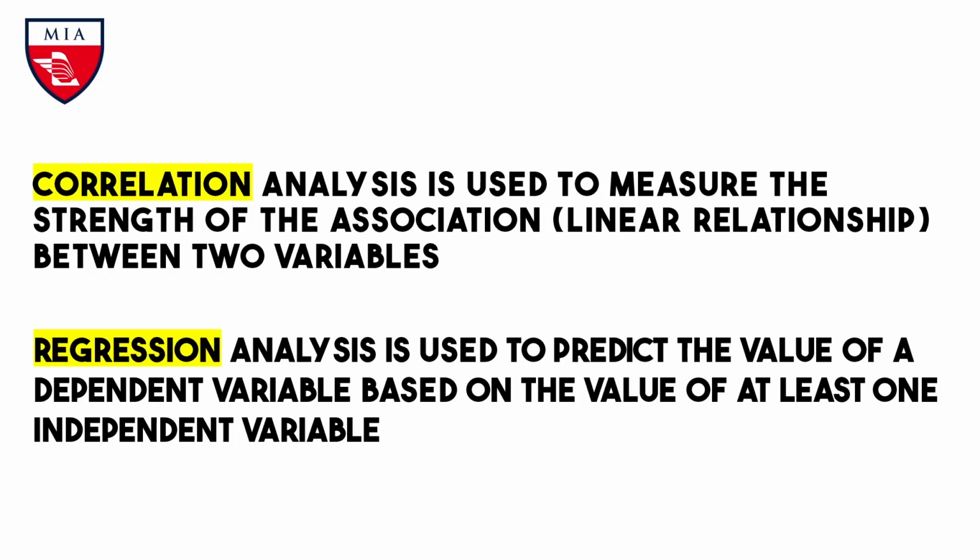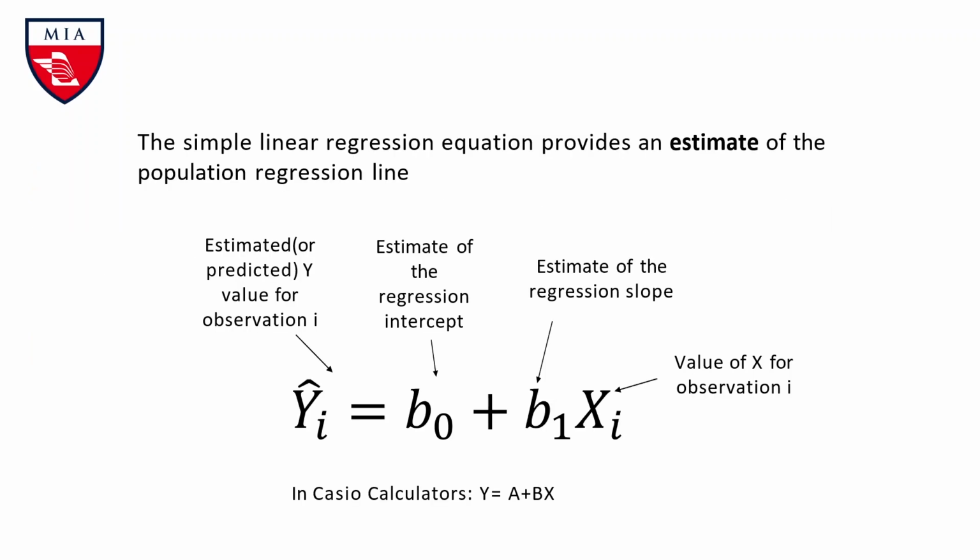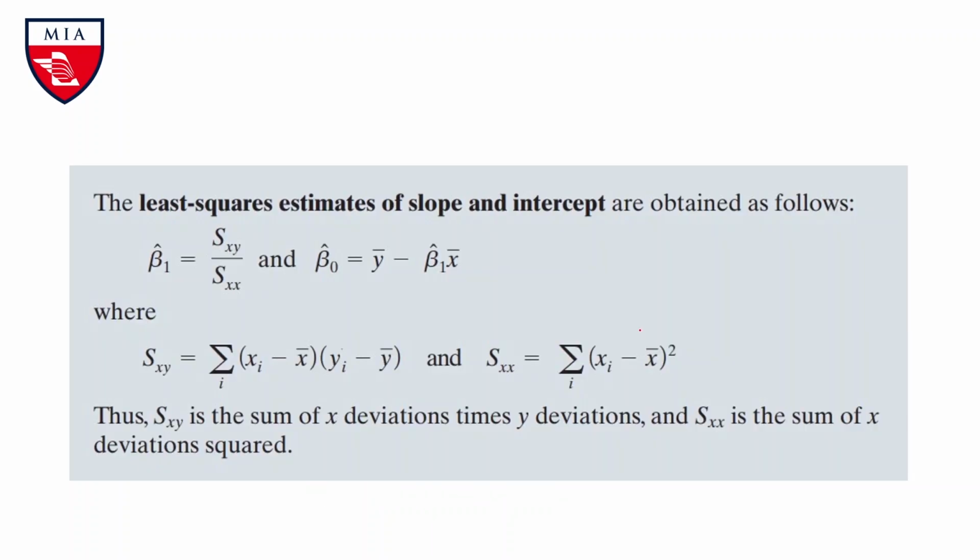Okay? So we have a simple linear regression equation that provides an estimate. So we have y hat sub i is equal to b sub 0 plus b sub 1 x sub i. Or this can be represented also as y is equal to a plus bx. Or it is what? A slope-intercept form. So this can be represented as y is equal to mx plus b, or y is equal to a plus bx. Okay. So we have this formula in order for us to find the b sub 1 and the b sub 0.